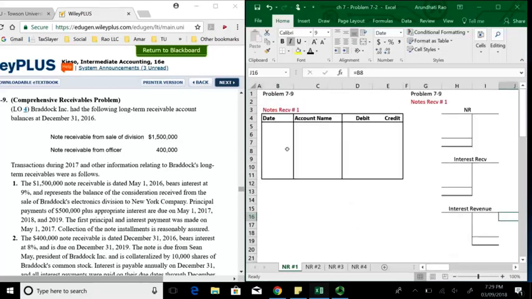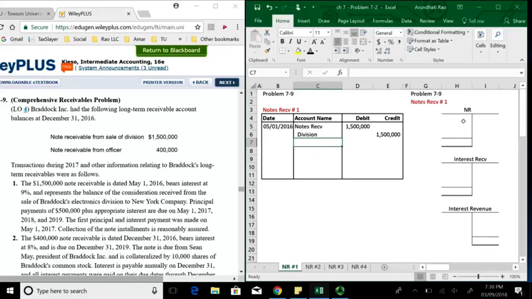So in this case, let's start in 2016 on the date that the note was made. On May 1st, 2016, our journal entry would have been notes receivable debit for $1.5 million, and it would not be cash. We didn't give cash. We sold a division, so we'll just call it a division that has been sold for $1.5 million. All the assets of that division have been sold for $1.5 million.